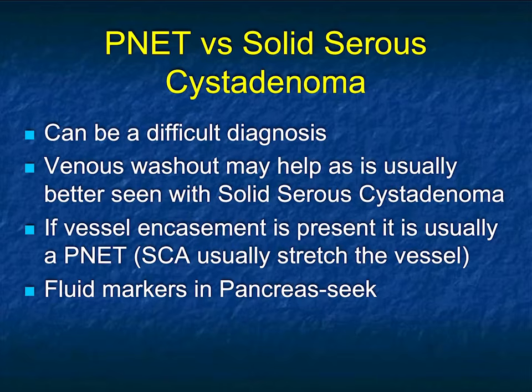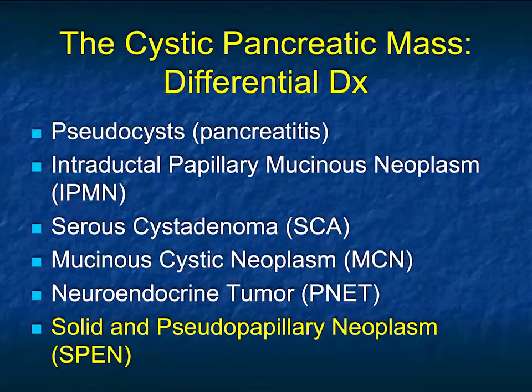We talk about vessel stretching with a serous. We talk about vessel invasion with a PNET. And of course, you want to look carefully at the liver. If you see enhancing liver lesions and you're concerned for Mets, then it's most likely going to be a neuroendocrine tumor. Again, fluid markers in EUS, pancreatic VHL marker, 98% for serous cystadenoma. So that can help you be very specific. So that's what we talk about with neuroendocrine tumors.